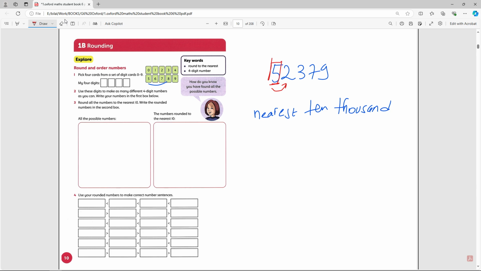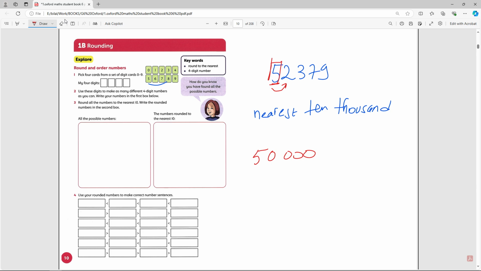In this case, we have 2, which is less than 5. 4, 3, 2, 1, 0, which is less. Then you're going to write the number as it is. You're not going to change the 5, and the rest you write as zeros. So it's nearest to 50,000. If the digit was 5 or more, it would be 60,000.